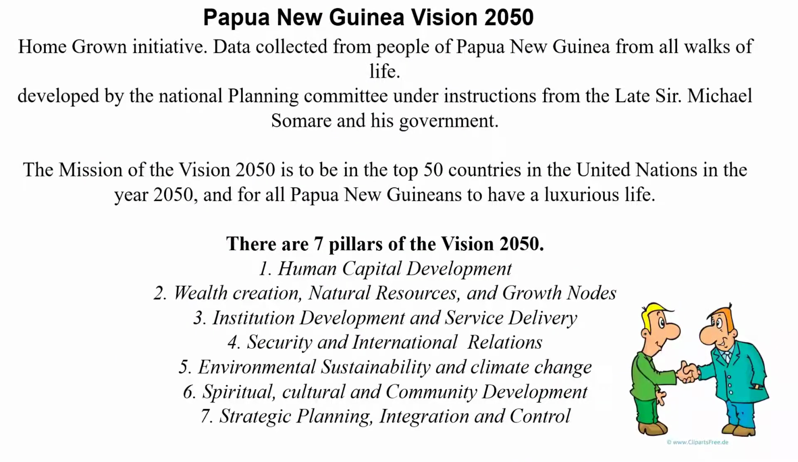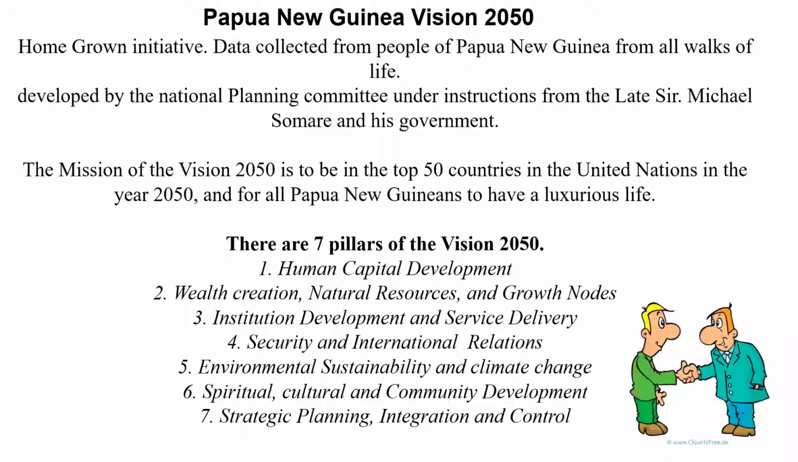Papua New Guinea has 2 development strategies, one being the Vision 2050, which is the long-term strategy, and the other being the PNG National Development Strategy, which is the short-term strategy. In December 2008, the government of the late Sir Michael Somare tasked the National Planning Committee with a development strategy to guide our socio-economic development. This became the 2050 vision. Vision 2050 is a homegrown initiative that aims to achieve the path for the future of PNG and its people.